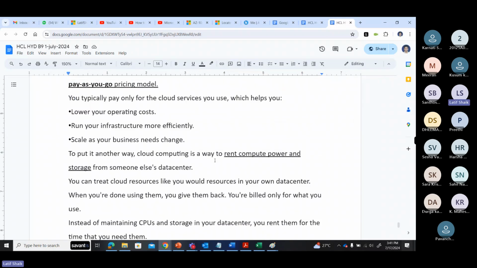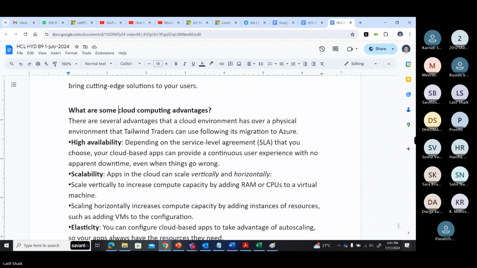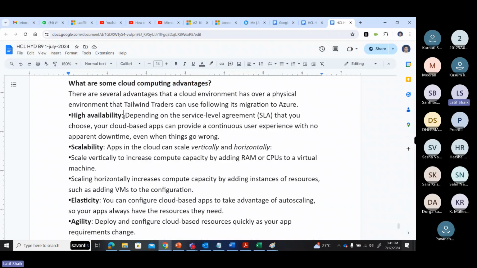Okay, so it is simply renting compute power and storage from someone else's data center. But there is a little bit of difference, which we already said. But what is the advantage of cloud computing? High availability. So you don't need to worry about one server being down, because another server has to give services, right? Generally, the entire base infrastructure will be maintained by the cloud service provider. Generally, 99.99%, which is not more than 1 or 2 hours of downtime per year. Okay, so your services are always available.